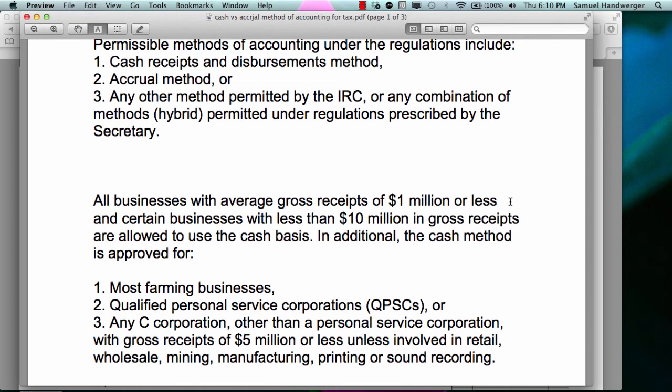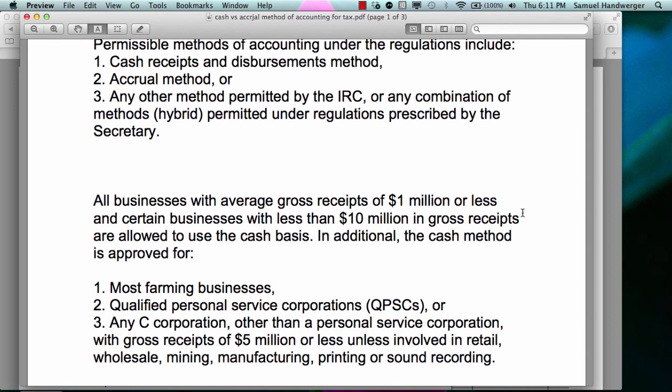And of course, I suppose the motivating reason for this part of the code is a small business guy can't afford to have a sophisticated inventory system. Give him a break, let him report on a cash basis. That's cool. Certain businesses with less than 10 million in gross receipts can use the cash basis, and those would be businesses that are not involved in inventory.